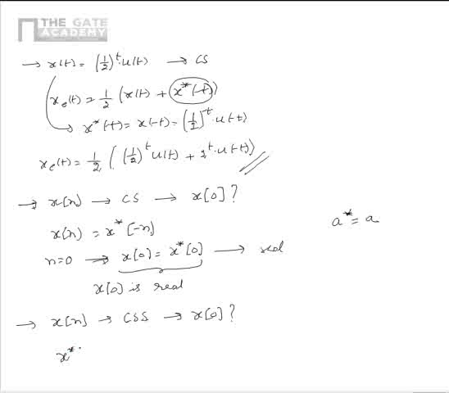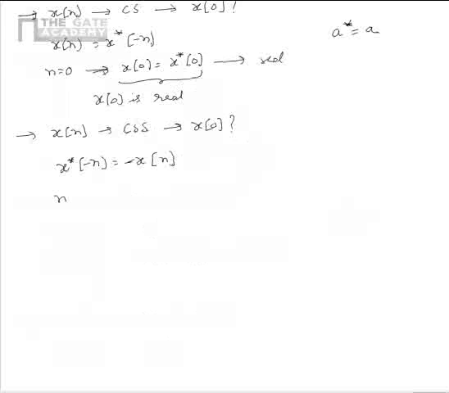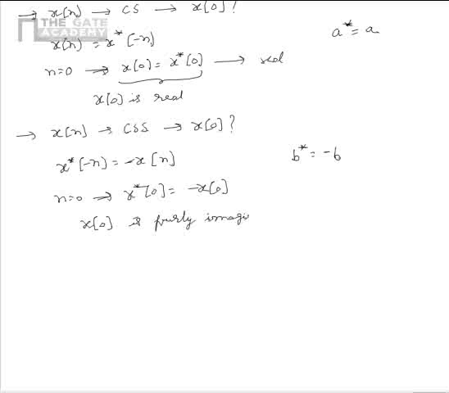As x of n is conjugate skew symmetric, x star of minus n is equal to minus x of n. This is by the definition of the conjugate skew symmetric signal. Upon substituting n equal to 0 in the above relation, x star of 0 is equal to minus x of 0. This is the property of purely imaginary numbers, because we know that if b is purely imaginary, b star is equal to minus b. From this, we see that if x of n is conjugate skew symmetric, x of 0 is purely imaginary, or it could be 0 as the given relation is satisfied for 0 also.